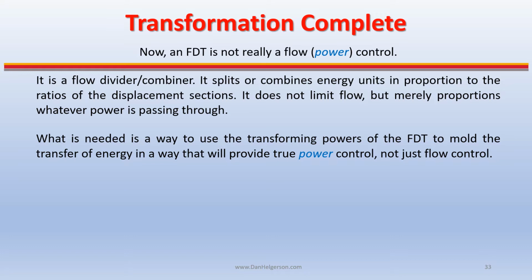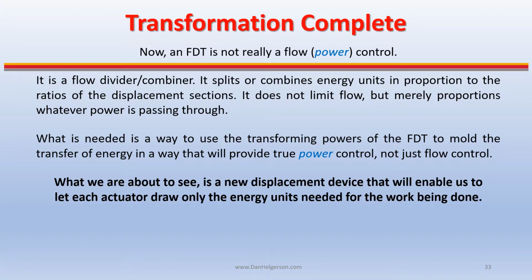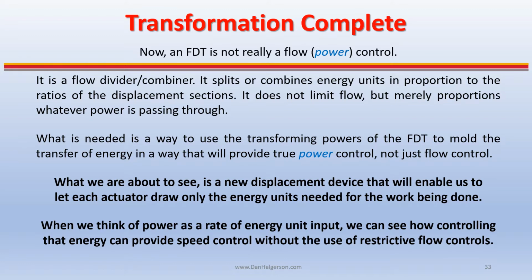What is needed is a way to use the transforming powers of the FDT to mold the transfer of energy in a way that will provide true power control, not just flow control. What we are about to see is a new displacement device that will enable us to let each actuator draw only the energy units needed for the work being done. When we think of power as a rate of energy unit input, we can see how controlling that energy can provide speed control without the use of restrictive flow controls.